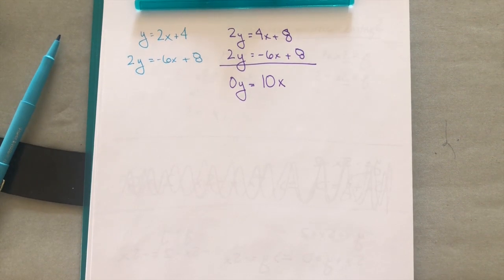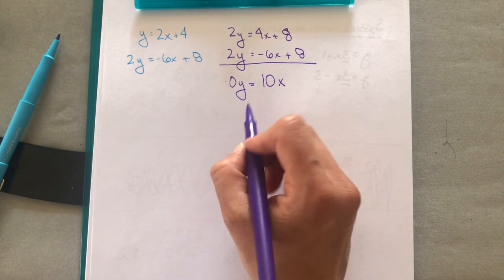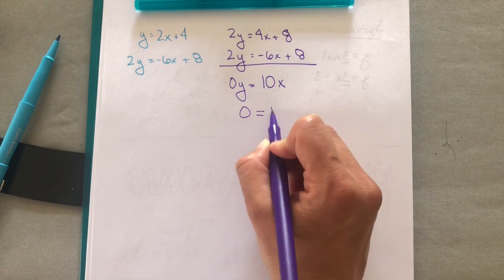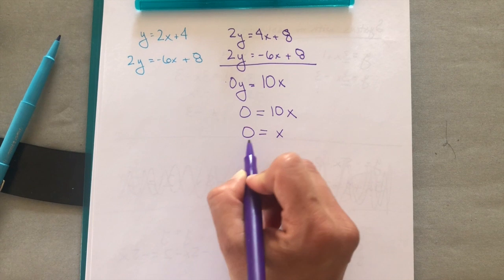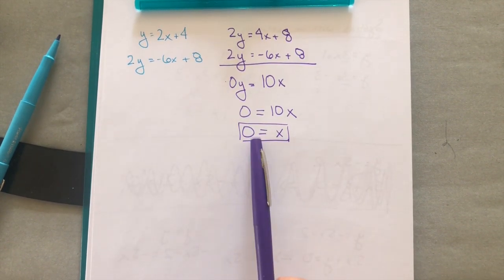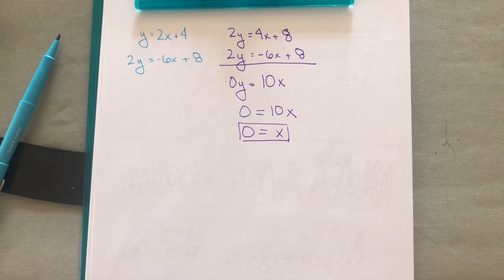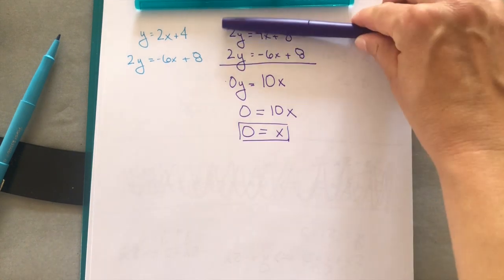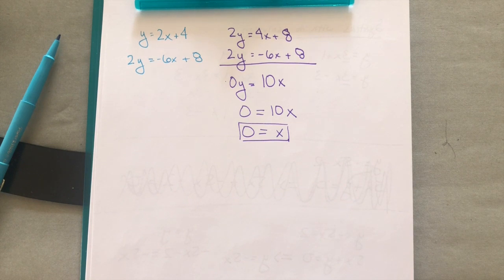So the fact that 0 times y equals 10x does not mean there's no solution, because 0 times y is just 0. And that means that x would have to be equal to 0 in that case. So the solution to this system would be 0 for x, not no solution. So if you're not sure, carry it all the way through to the end, and remember that it is possible to solve for x or y equal to 0 in any case.